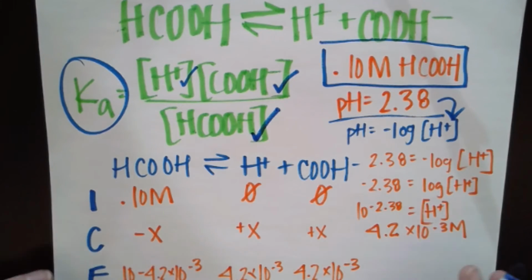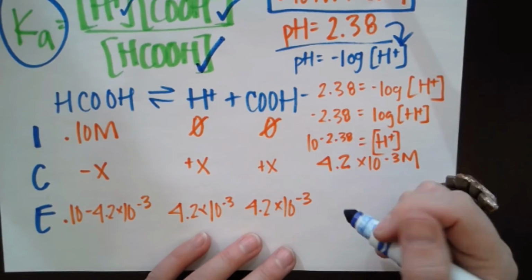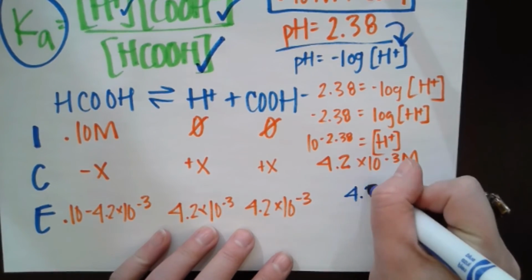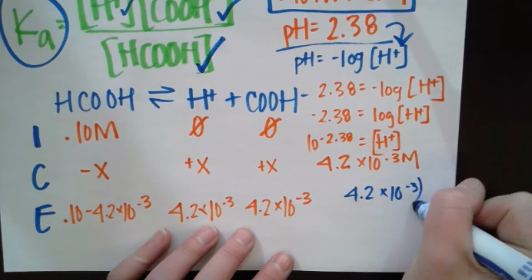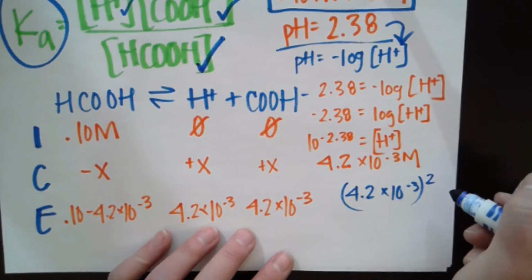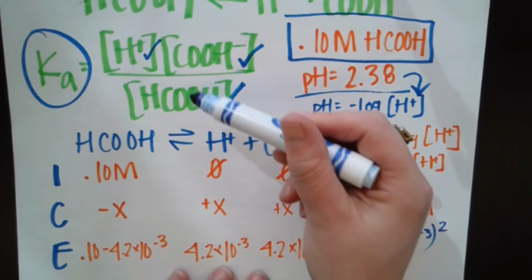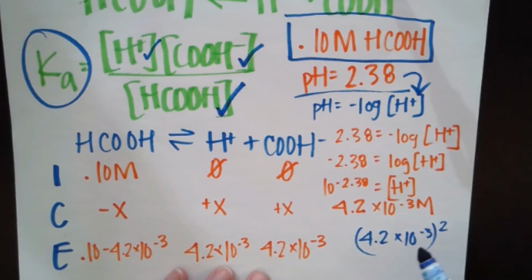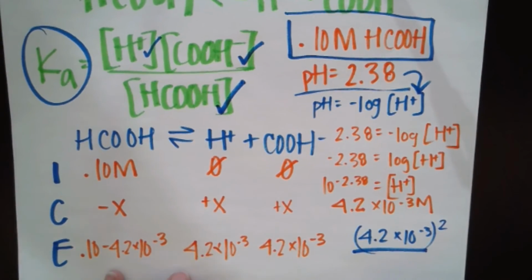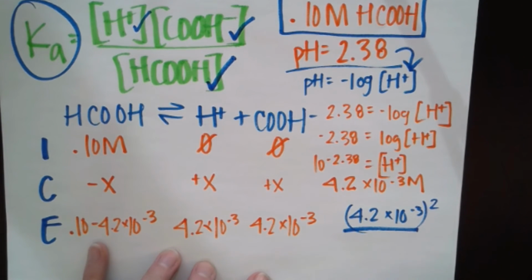Now we're going to plug all of these in. So let's do it in blue down here. So we have 4.2 times 10 to the minus 3. Is it okay if I just square it so I don't have to write the whole thing out? We get why it's squared. I plugged in this for this and this for that. We're going to put it all over the equilibrium amount of our acid.